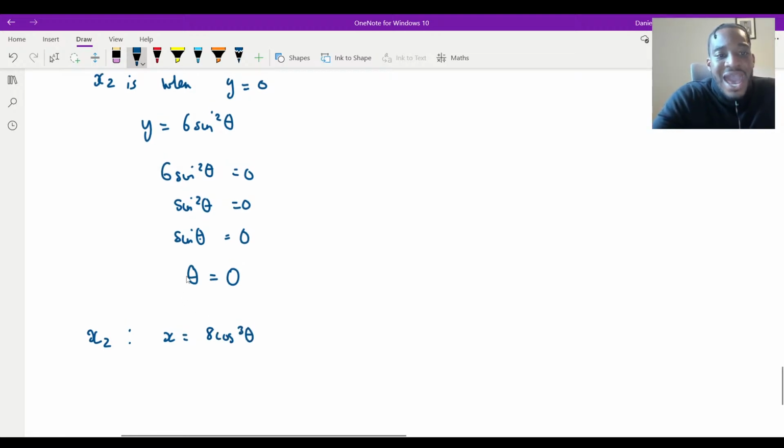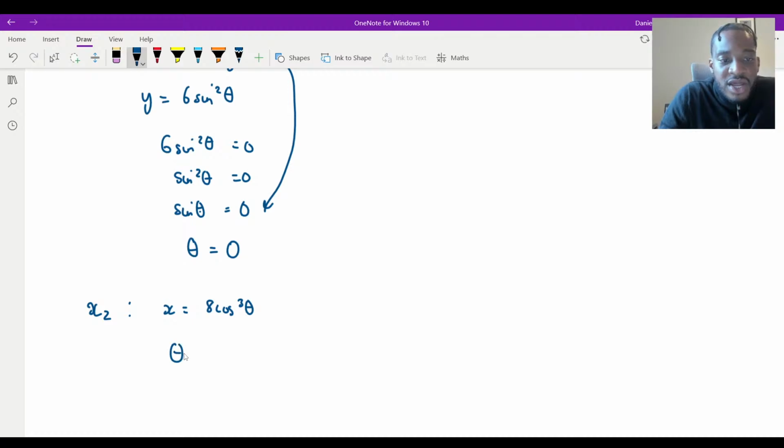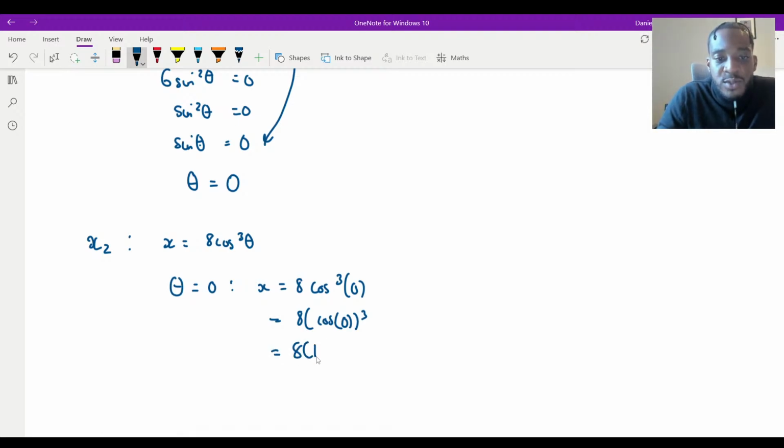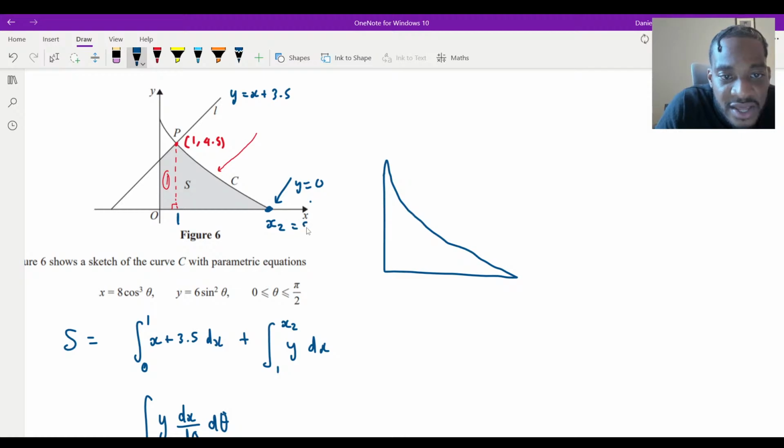And we figured out that x2 is when y equals 0, and that's when theta is equal to 0. So we're just going to plug in theta equals 0 to figure out what that limit is. That's going to be x is equal to 8 cos 0 cubed. I know the cos of 0 is 1, so it's going to be 8 times 1 cubed, which is just 8. So therefore x2, that upper limit, is equal to 8. So essentially we've figured out that's equal to 8 right there.